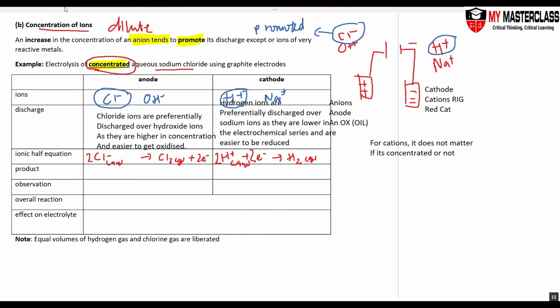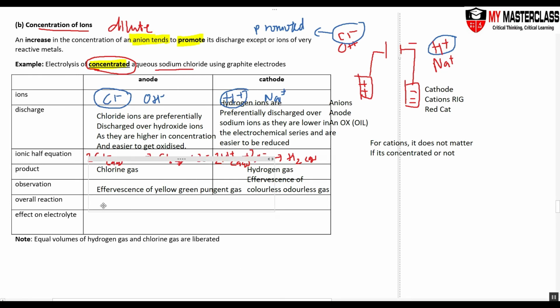Okay, so your products, this is chlorine gas, observation, effervescence of yellow green gas. Okay, and your products on this side is hydrogen gas, effervescence of colorless, odorless gas. If you want to write pungent, you will not be faulted for it.